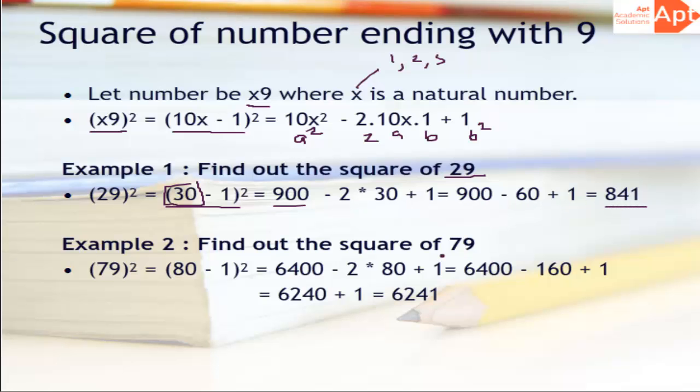Similarly, if you want to learn the square of 79, very simple. Again we have to maneuver 80. 80 square is going to give you 6400. 6400 minus 2 into 80, that is 160, plus 1. So this is going to give 6241.